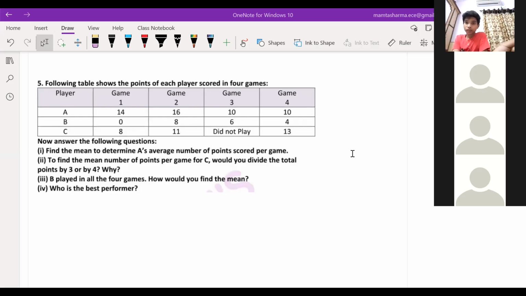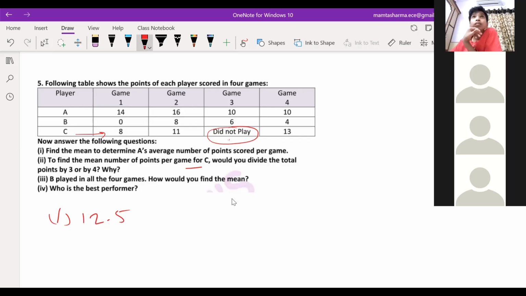Okay, so for the first, I'm revealing the answer: 12.5. For the second one, to find the mean points per game for C, look here. C did not play game 3. So we will not count this game 3.